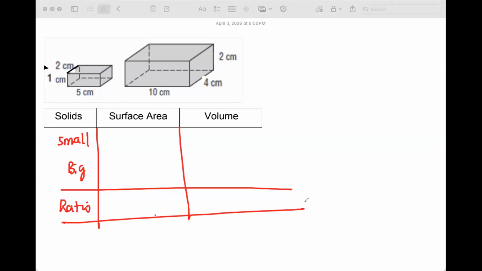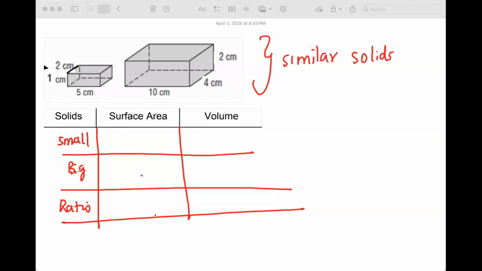Okay, this is a big learning actually. So these are similar solids. We are working on similar solids, but we are trying to understand something. So now you're going to find the surface area of the small, surface area of the big, volume of the small, volume of the big. Then you're going to find the ratio between the two.